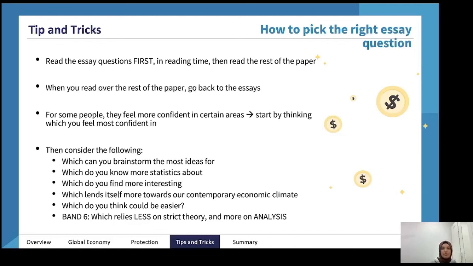So with one of the questions, you'll be given stimuli to work with. So look at the stimuli. Which stimuli can you assess and analyze better? Which one do you think could be easier for you? Which one, in terms of band six, relies on less strict theory and more analysis, right? That's something to note as well.